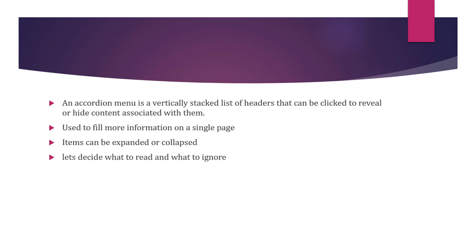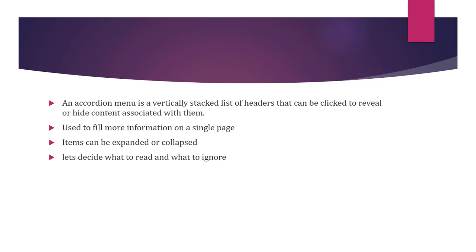An accordion menu is a vertically stacked list of headers. We can arrange menus in two directions, one is vertical and the second is horizontal. So this accordion menu is vertically stacked, a list of headers. We are arranging the headers one above the other, that can be clicked to reveal or hide content associated with them.